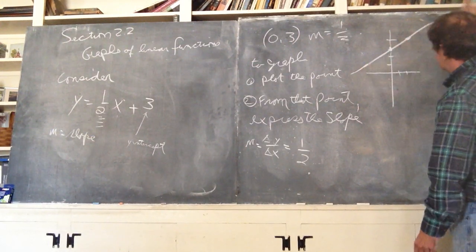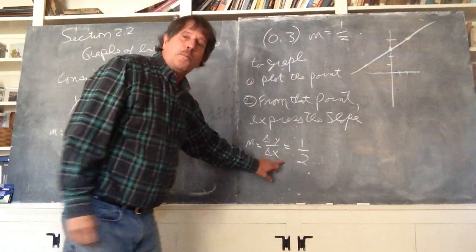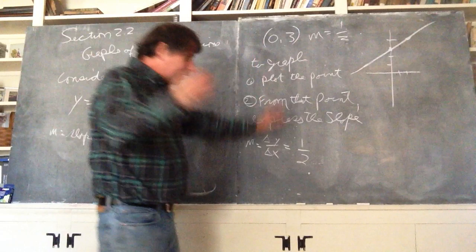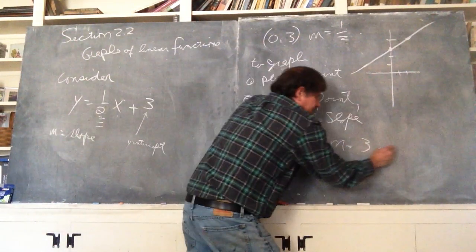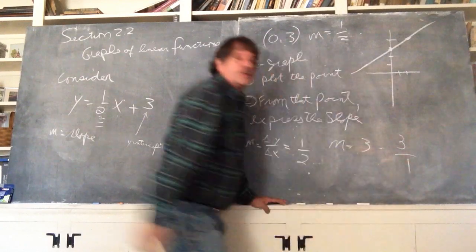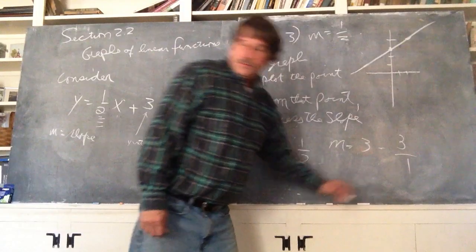From the point you have, use the slope. Remember, the slope is a ratio. Incidentally, if the slope is a whole number, such as 3, then you express it as 3 over 1. Change in y is 3, the change in x is 1. Okay, so that's that first part.